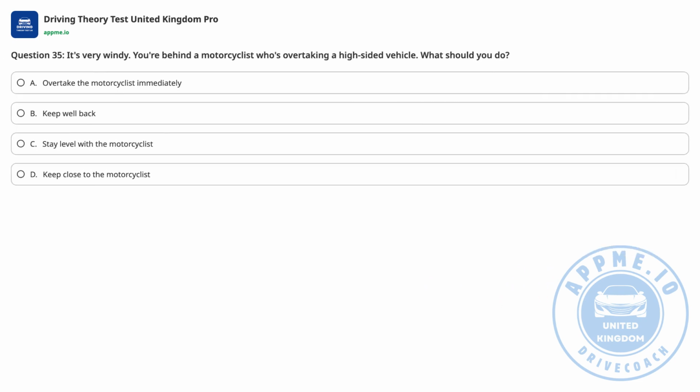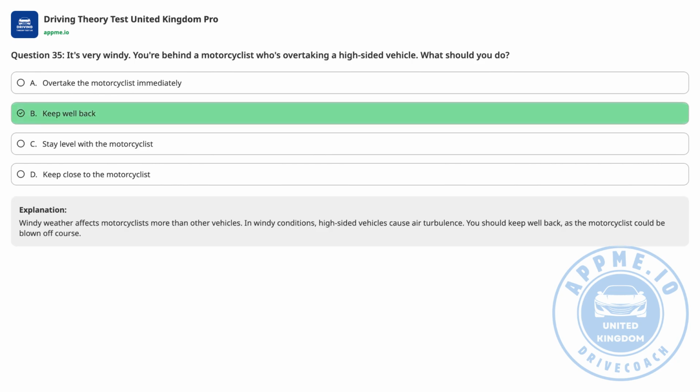Question 35. It's very windy. You're behind a motorcyclist who's overtaking a high-sided vehicle. What should you do? A. Overtake the motorcyclist immediately. B. Keep well back. C. Stay level with the motorcyclist. D. Keep close to the motorcyclist. The correct answer is B.